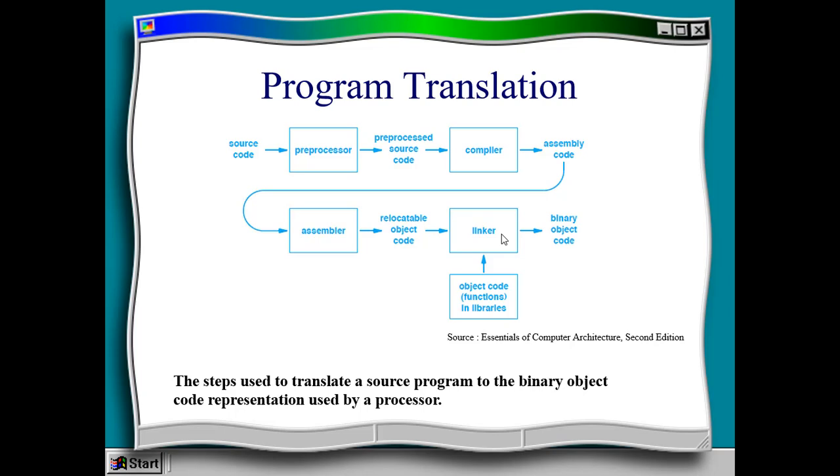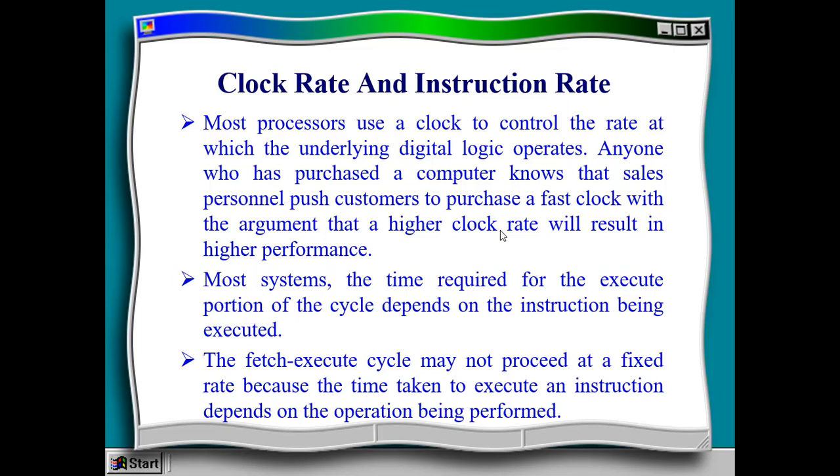I've tried to be as clear and brief as possible so that you're able to understand how source code goes through the preprocessor and how the source code becomes a binary object. So that's the whole process. We move on to the clock rate and the instruction rate. It's very good to understand the whole idea of how the clock rate works and how an instruction is executed.